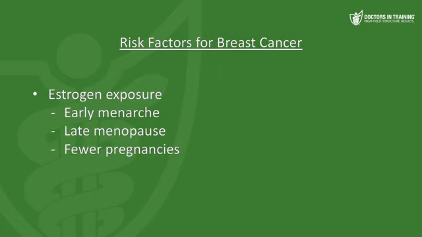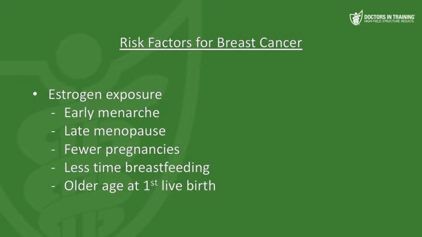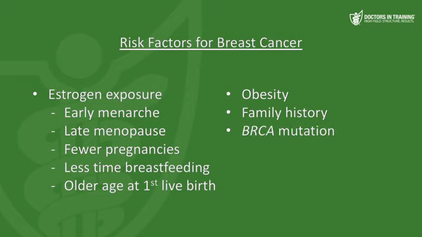Fewer pregnancies and less time breastfeeding are risk factors. Older age at the time of first live birth increases the risk of breast cancer, and obesity will increase the risk as well because of the peripheral conversion of androgens to estrogen in adipose tissue. Family history of breast cancer is also important, and certainly a history of BRCA gene mutations or HNPCC.